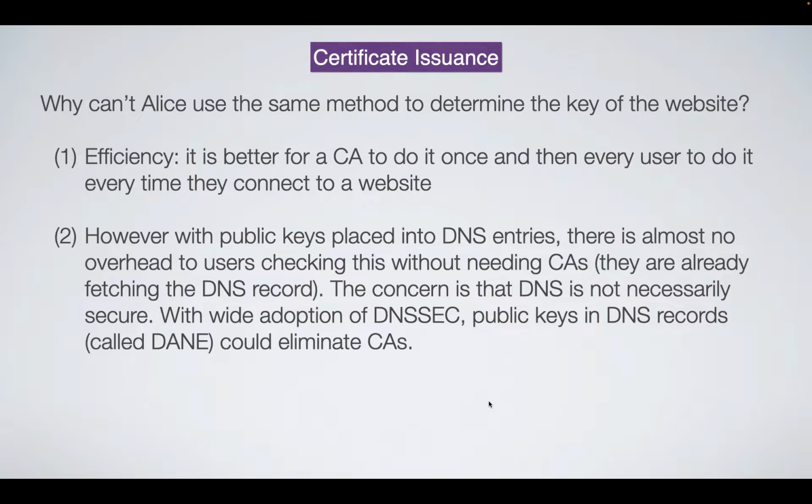Now, if DNS records were signed, then we could do that. Then we could actually just put keys in DNS. And so there's a proposal to have DNS records signed called DNSSEC. It's kind of rolled out, but not 100%. And the proposal to put public keys in, given that you have DNSSEC, is called DANE. So this could potentially eliminate CAs in the future, but right now we don't really have wide adoption of DNSSEC, and therefore we don't have wide adoption of DANE.